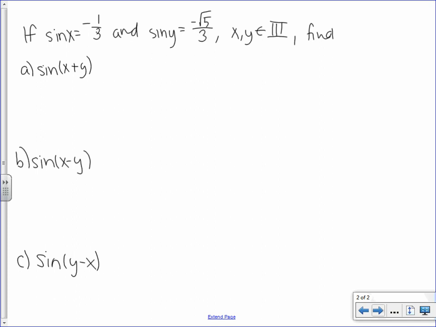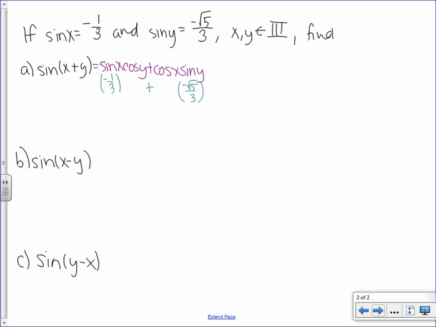First off, for part A, let's fill in what my formula is going to be. The sine of x plus y, I've got sine, cosine, cosine, sine. And then let's plug in what the problem gave me. I know that the sine of x is negative 1/3, and the sine of y is negative the square root of 5 over 3. Here's my plus sign. So let's go ahead and find the cosine of x and the cosine of y.